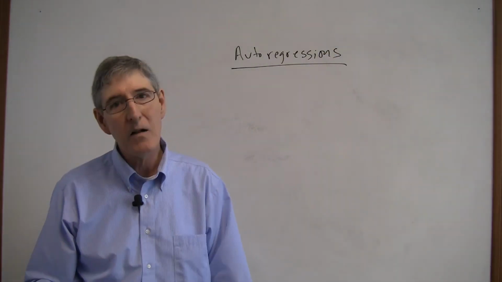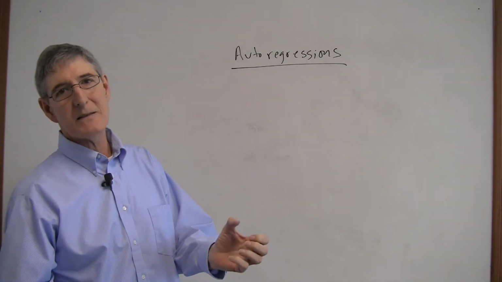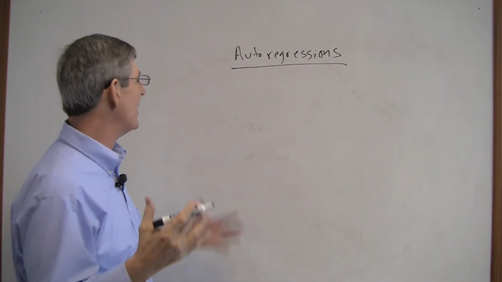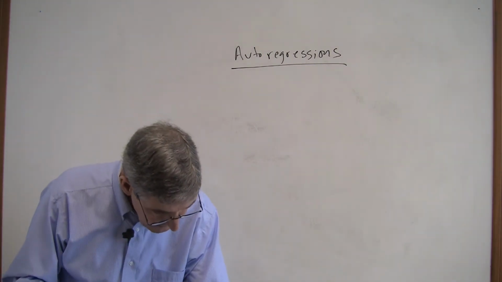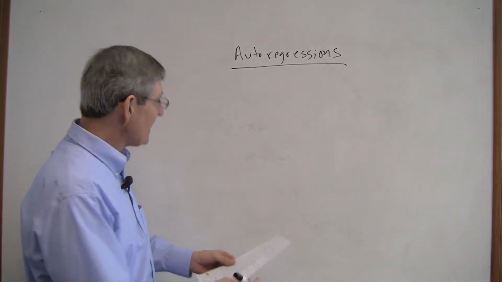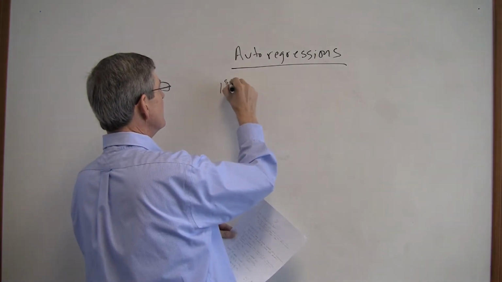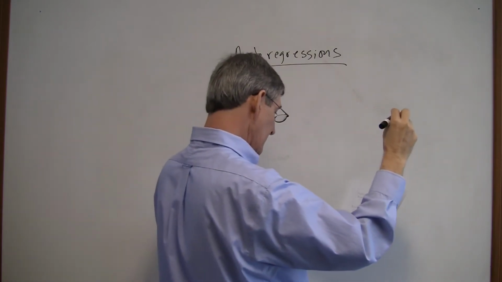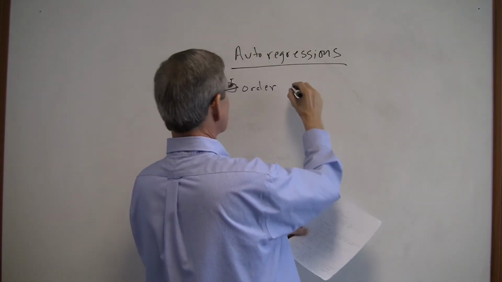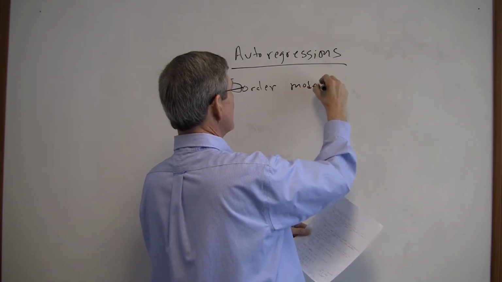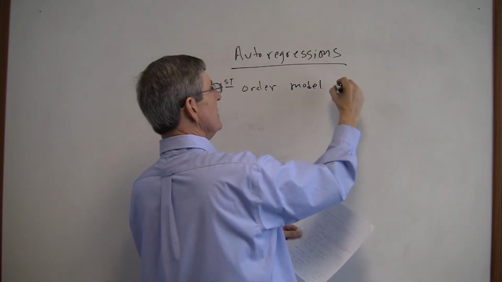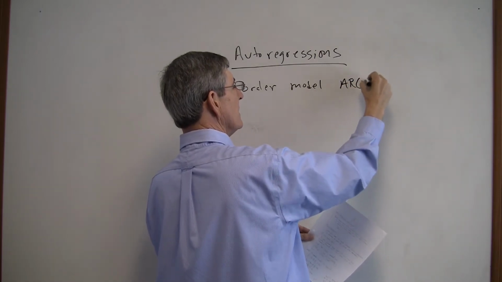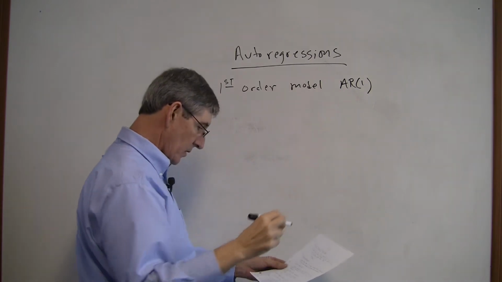Autoregressions: auto means self. We're going to regress something on itself. We're going to regress yt on its lags, or whatever time series we're looking at, yt, xt, whatever we're calling it. So the first order model, first order autoregression, we call an AR1, autoregression of the first order.